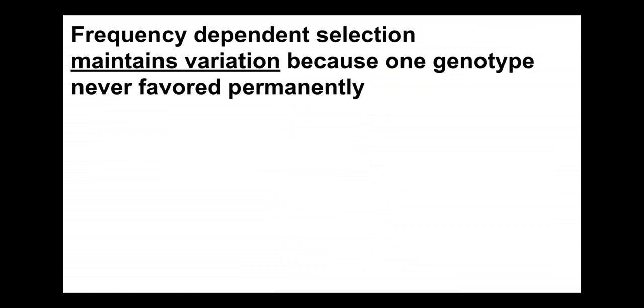Frequency-dependent selection is always going to maintain variation because one genotype is never favored permanently. It's never good to just be one. As soon as one phenotype becomes common, its fitness is going to be lower, and it's going to be advantageous to be the other phenotype.